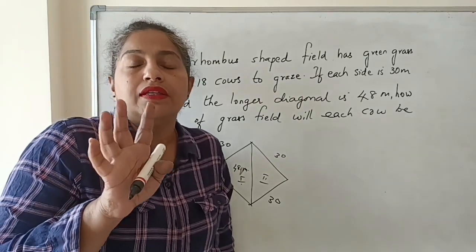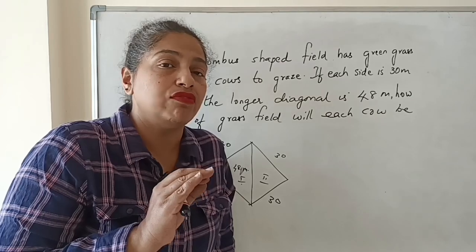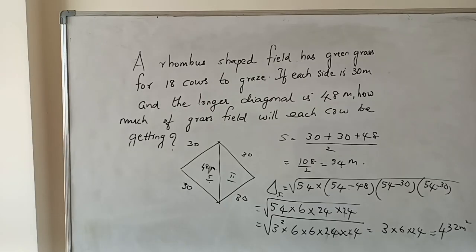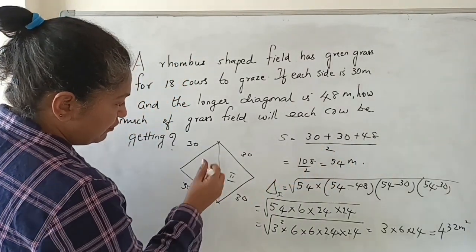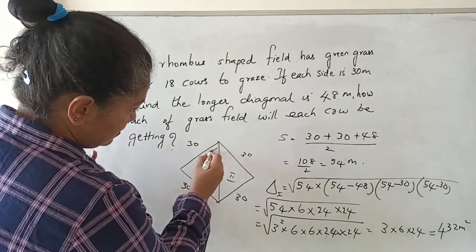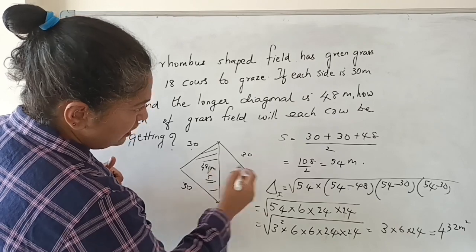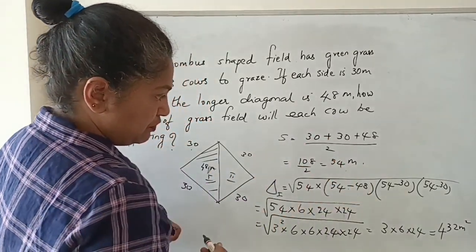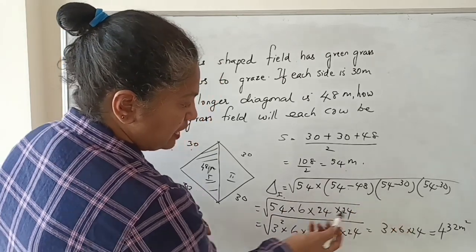Okay. Now that is by applying Heron's formula. So let us see what is the value of area that we are getting. I have found out the semi-perimeter by adding the three sides. So I am here finding out the area of the first triangle, which is this. Okay. So the sides are 30, 30 and this is 48. So I am getting the semi-perimeter as 54. I am finding out the area of triangle 1 by using Heron's formula.